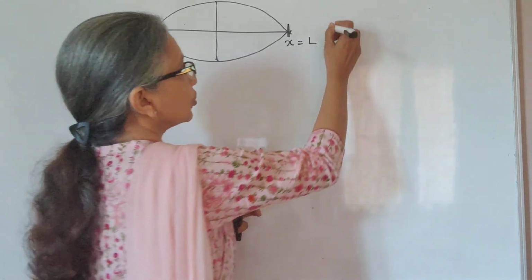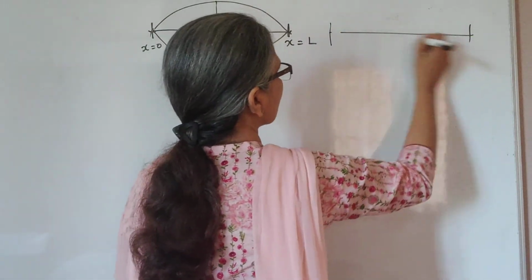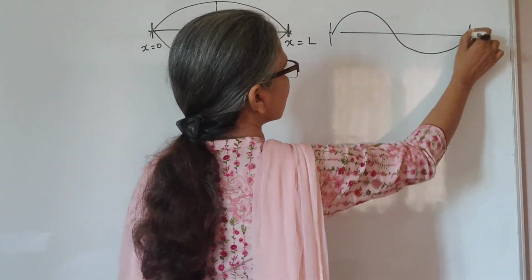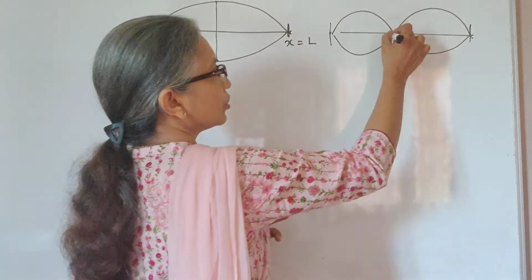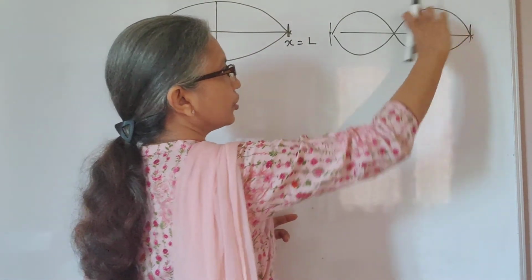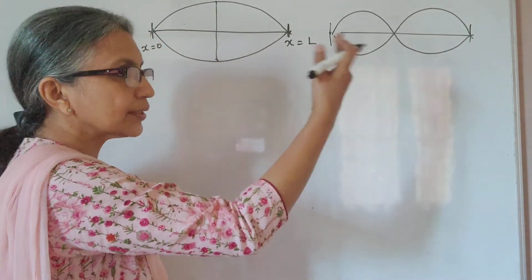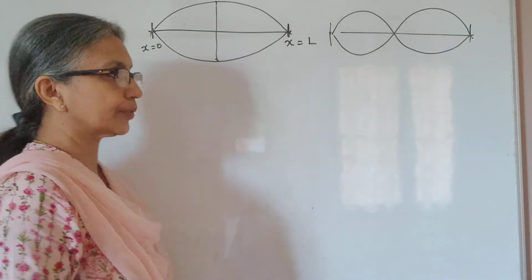You can set it into different modes of vibration, like for example, you can have something like this. Here we have 3 nodes and 2 antinodes. So you can set it up into different modes of vibration.